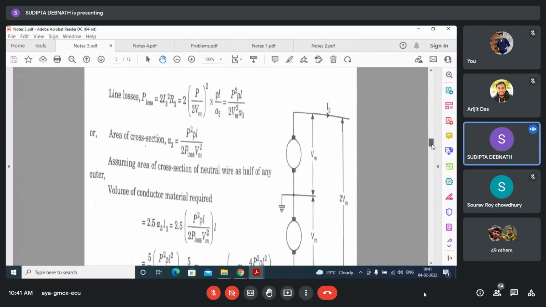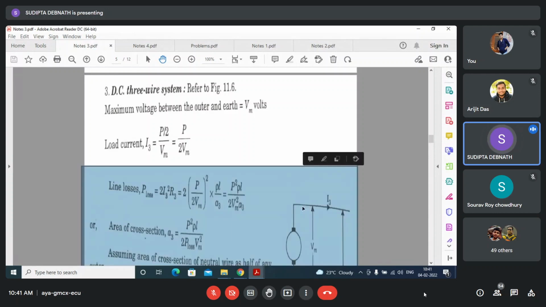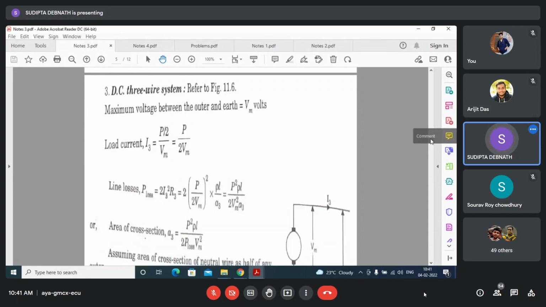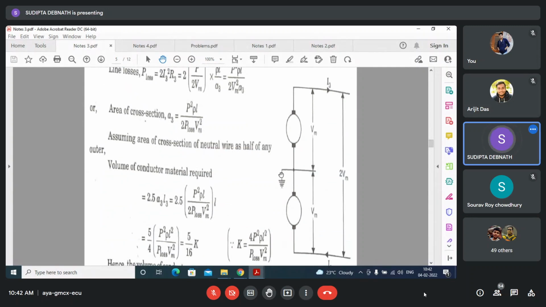Okay, so twice Vm into I3, so express I3 in terms of this one. Then what is line loss? Line loss is 2I3 square R. Why are you considering only line loss in the two conductors? Because I have told that current will not flow through here. We are considering a balanced system, so loss will occur only here and here. So now express A3 in terms of all these quantities.